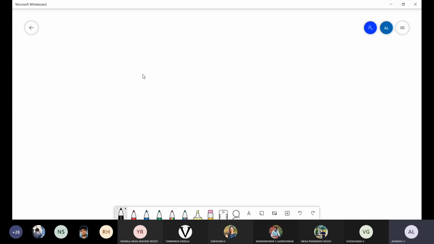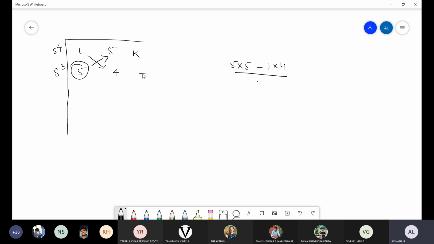So now we can see that this array is there, no? So I just read the array. Okay, s to the power of 4, s cube we have taken. So 1, 5, k will come and 5, 4 and dash. Now you know how to solve it. Cross multiplication: 5 into 5 minus 1 into 4, divided by this particular factor 5. So you will get 21 divided by 5. Why? Because 25 minus 4 divided by 5. So a fraction will come. I will keep it as it is. So 21 divided by 5 is the value.